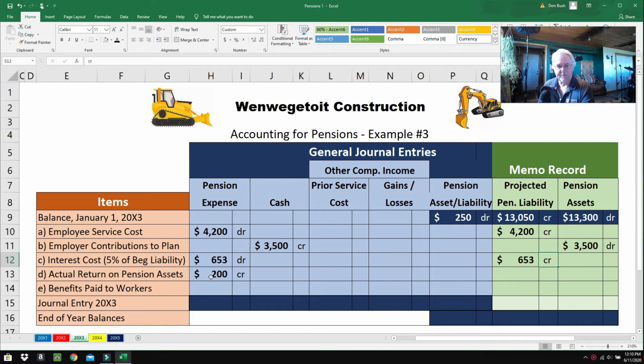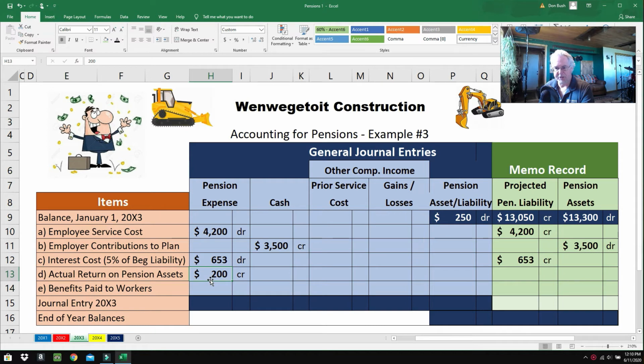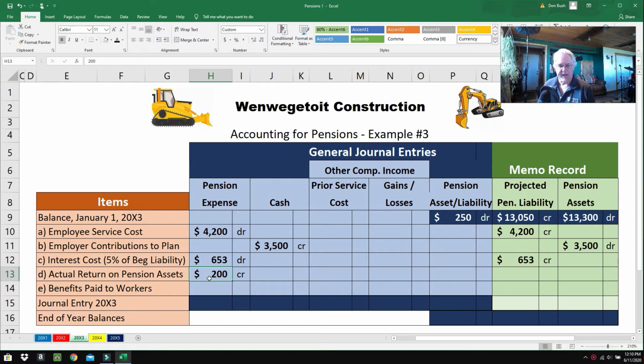Actual return on pension assets. This is a good thing. The trust fund that's in charge of the pension did a good job. They invested the money, made a little bit of a return, and they made $200, and it's going to be a credit because it's reducing the burden of financing this pension plan. So it's a credit to pension expense for the company. But where does the debit go? The debit goes under pension assets. There it is, and it's a debit, and it's got to be a debit because we need the line horizontally balancing.